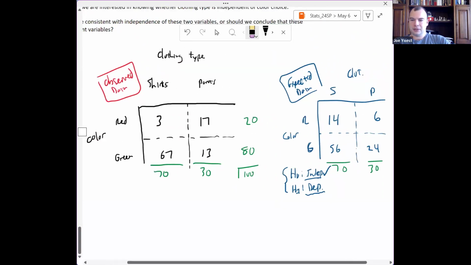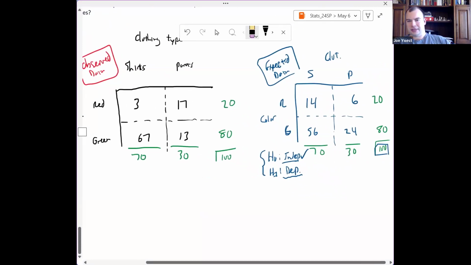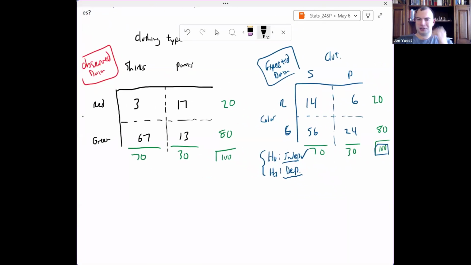Okay. So at this point, what do I have after all of that work? What I have is, again, on the right in the blue, a theoretical, kind of perfect sample from an independent distribution under the null. If clothing type was independent of color, and I had 70 shirts, 30 pants, 20 red pieces of clothing, 80 green pieces of clothing, 100 total pieces of clothing, this blue distribution is what I would expect. This is what I would expect my frequencies or my data to look like.